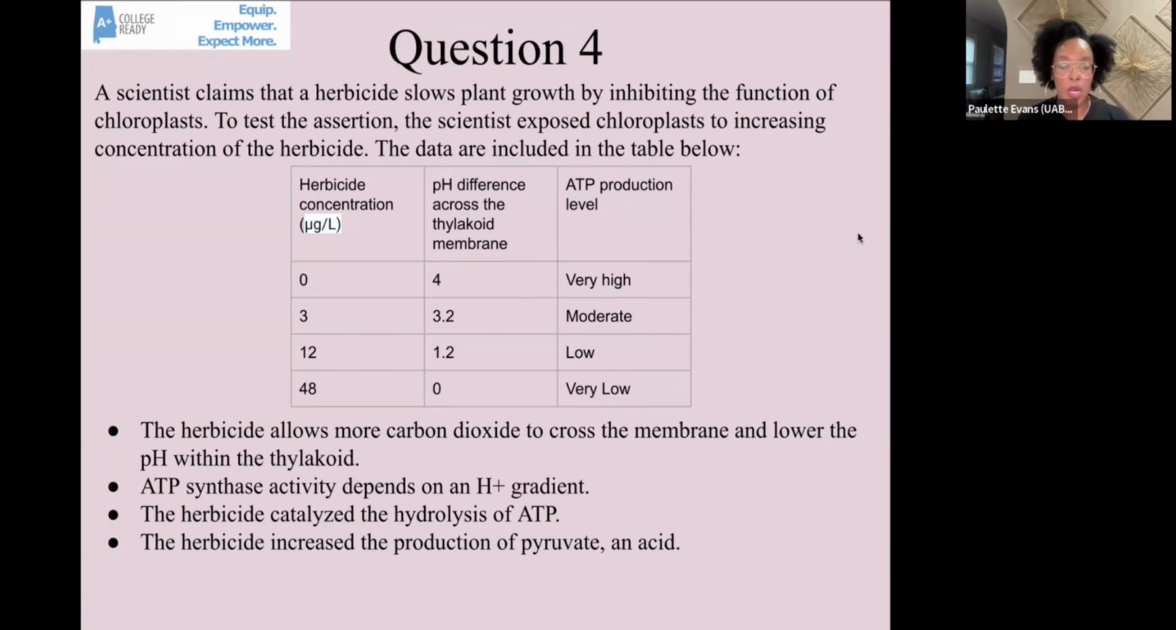The herbicide allows more carbon dioxide to cross the membrane and lower the pH within the thylakoid. ATP synthase activity depends on a hydrogen ion gradient. The herbicide catalyzed the hydrolysis of ATP, or the herbicide increased the production of pyruvate and acid. Go ahead and take a minute in Edpuzzle and log your answer choice.